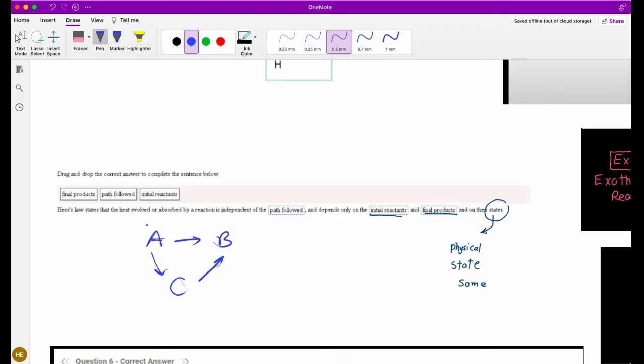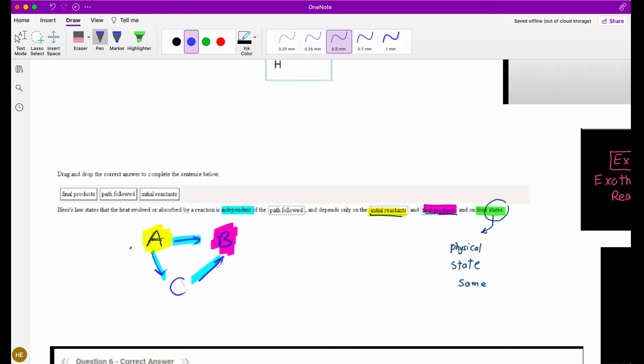The most important thing is that you start from the same place and you end in the same place. So the initial reactants are important and the final products are important, but it's independent of the path followed. You don't care which path you took, this one or this one. And most students forget this part. This is very important: the physical states.